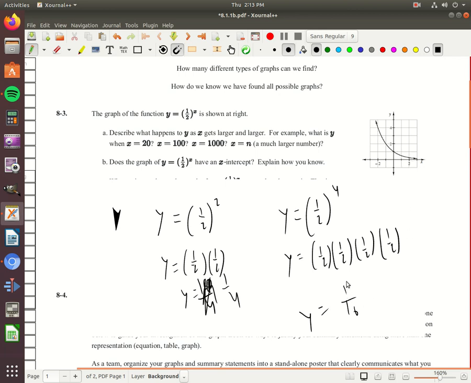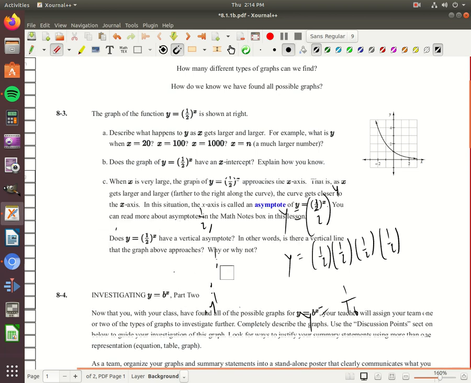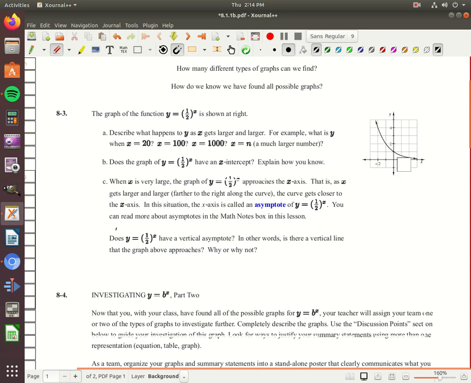But you'll notice I'm always going to have a 1 on top, right? If I multiply 1/2 a billion times, it's going to be 1/2 to the billionth power. But it will never get to 0. And that's really what the book is trying to get you to understand, is that there's something called, and hopefully you remember the name, an asymptote. What that asymptote means is that you're never going to get to 0. This gets closer and closer and closer, but it never touches that x-axis. So that's what happens there.